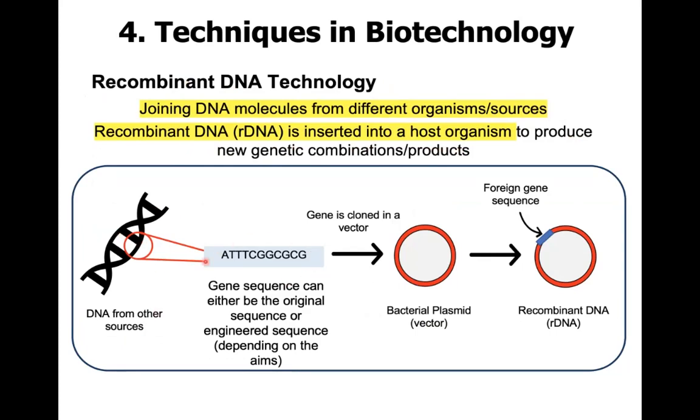Okay, this is the gene sequence. This can either be original sequence daripada dalam DNA dia ataupun can be engineered sequence, depending on kita punya experiment, kita nak buat macam mana. So the gene ni is cloned into a vector. So this is the bacterial plasmid, we call it as the vector. Okay, kita masukkan the foreign gene sequence. So this is now called the recombinant DNA, rDNA. Okay, sebelum ni asal dia merah je, tapi kita introduce the blue. So that's why it's called recombinant DNA.